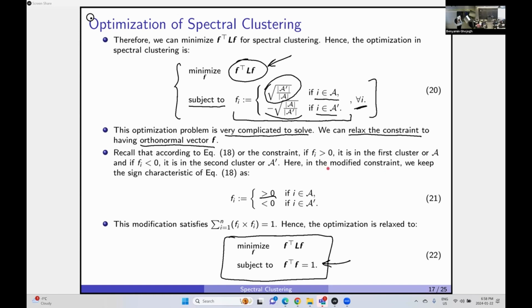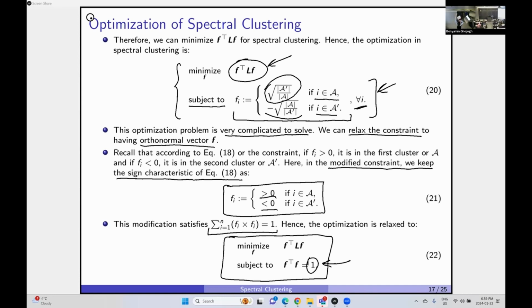Yes. Here in the modified constraint, we keep the sign characteristic of equation 18, at this one. So we use this. And this modification satisfies this constraint. Do you agree? Do you know why? Because Fi is either positive, so Fi times Fi is positive 1, right? Or if it is negative, minus times minus is also positive. So the sign is also +1. Okay.